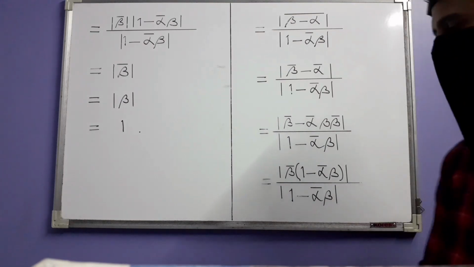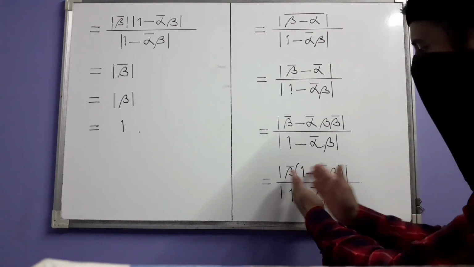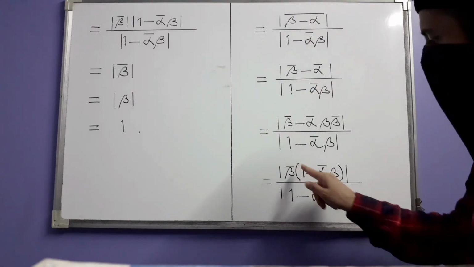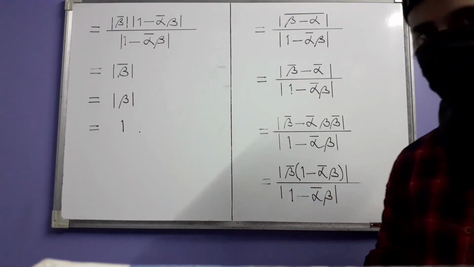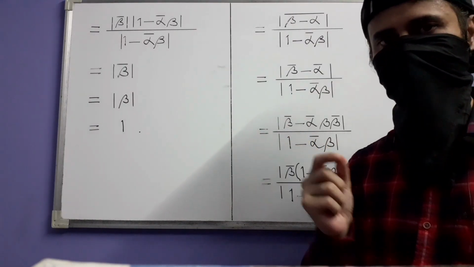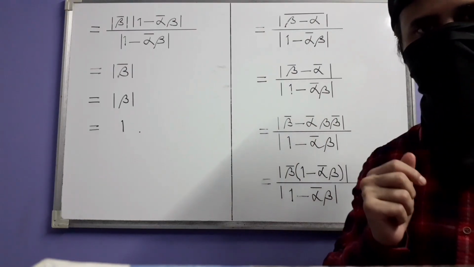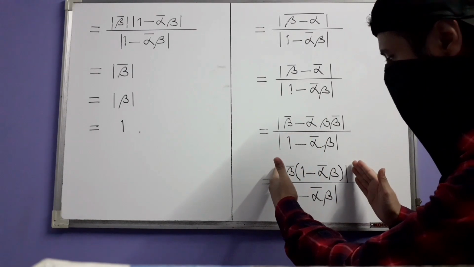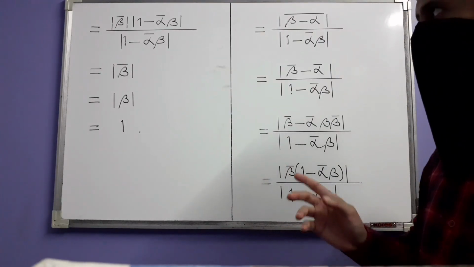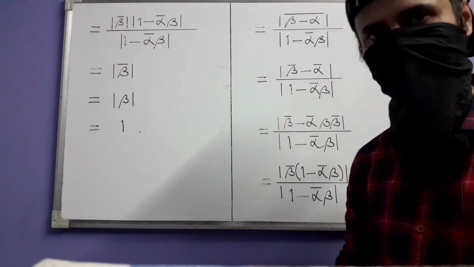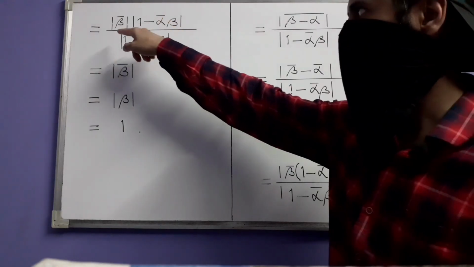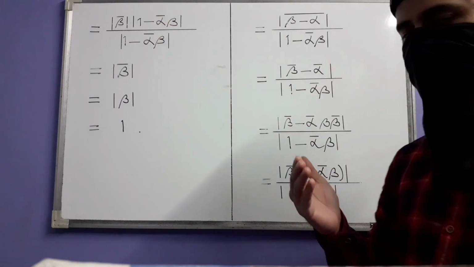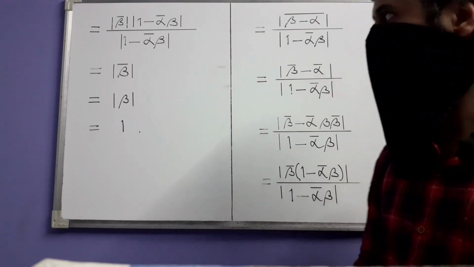So in the next step, we split this into two parts. The product beta bar times 1 minus alpha bar beta is the product of two complex numbers, beta bar and 1 minus alpha bar times beta, whose absolute value you are seeing here. So that is equal to the product of their absolute values, that is mod beta bar times mod 1 minus alpha bar beta, and this is one of the properties of modulus.